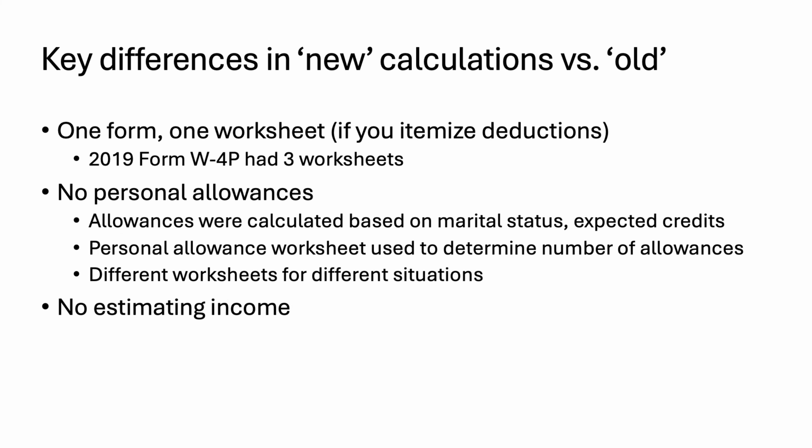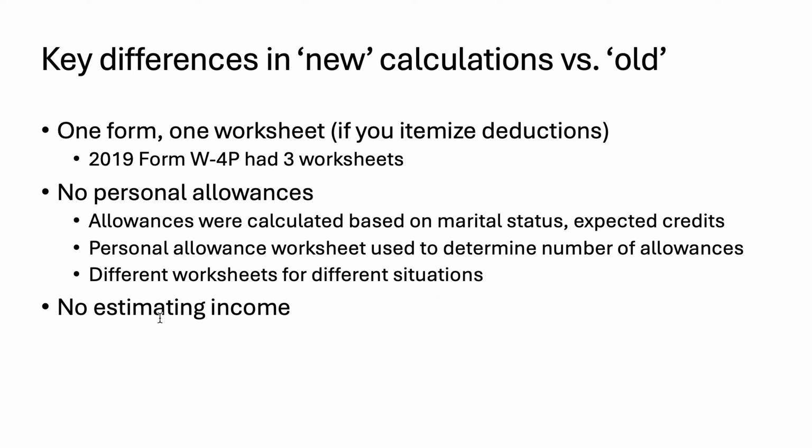There's one form and one worksheet. If you itemize deductions, you'll use the worksheet. If you take the standard deduction, you don't need to do this. Conversely, before 2020, the old W-4P had 3 worksheets. You had to struggle to determine which worksheets you had to complete. Some taxpayers had to complete 3 of them, some only 1. There were a lot more variables that were open for interpretation. The new W-4P solidifies all of that, so things are more straightforward than they used to be.